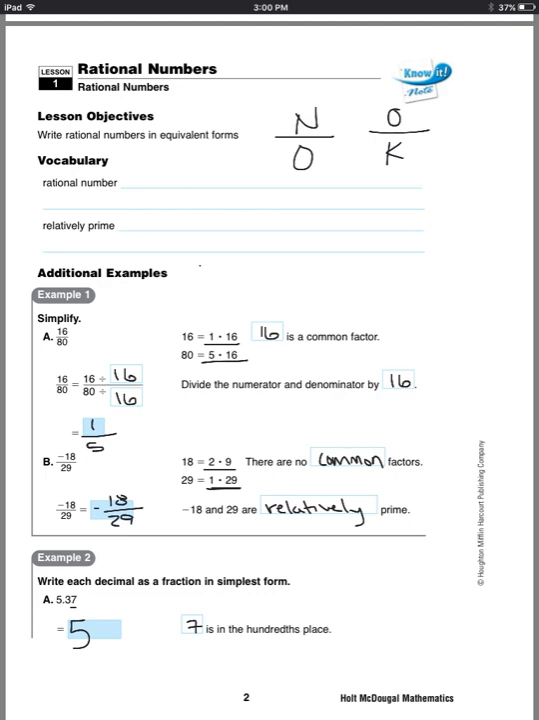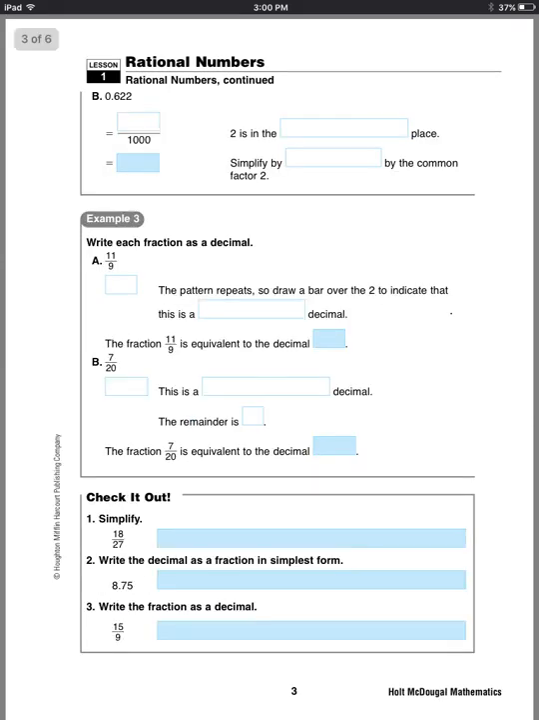So because 7 is in the hundredths place, that tells us that the denominator is 100, and then all the numbers to the right of the decimal are going to go in the numerator and go over 100. Now sometimes you will have to simplify these, sometimes they're relatively prime. 37 is a prime number, and 37 does not go into 100, so the only common factor they have is 1, so they are relatively prime. So you're done. Okay, so looking at 0.622.